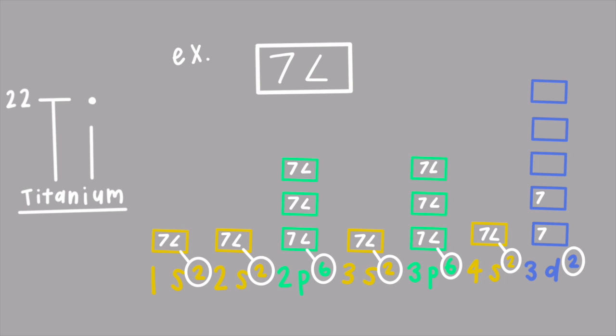Finally, we have 3d2. 3d2 only has an exponent of 2, meaning that there is only 2 people living in that house. D has 5 rooms, so I would put each person in their own room, so an arrow per box. So that wraps up this chemistry review video.